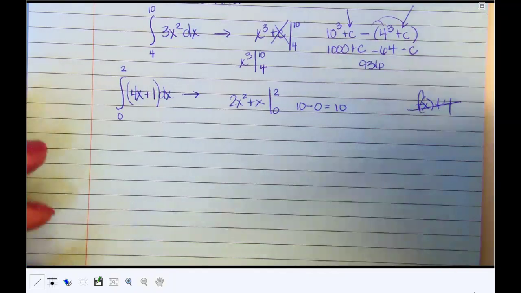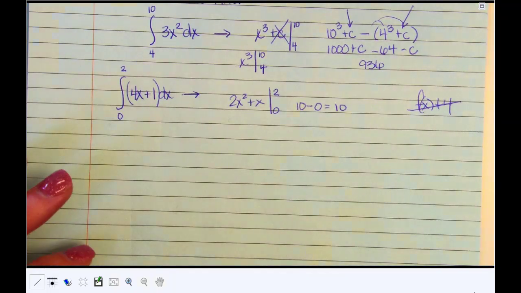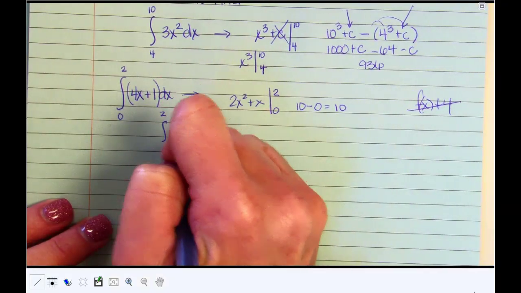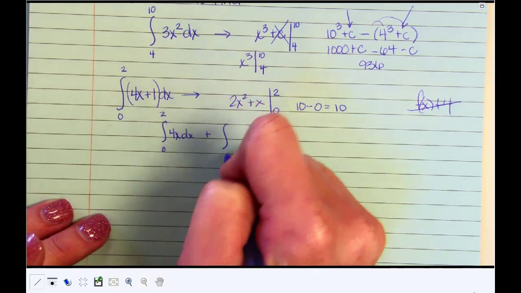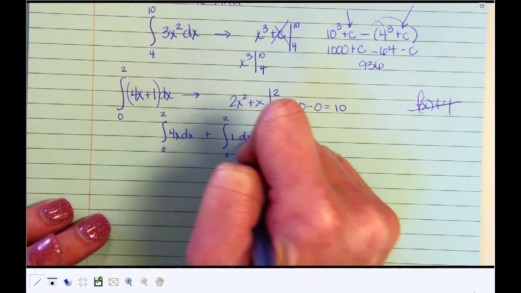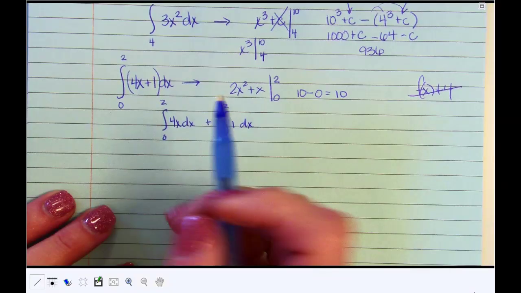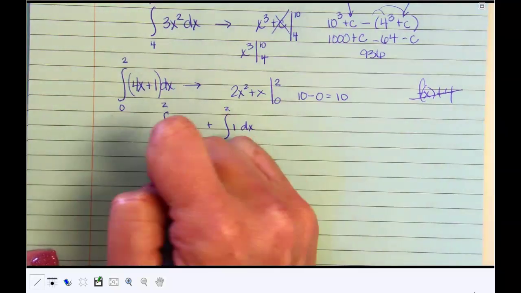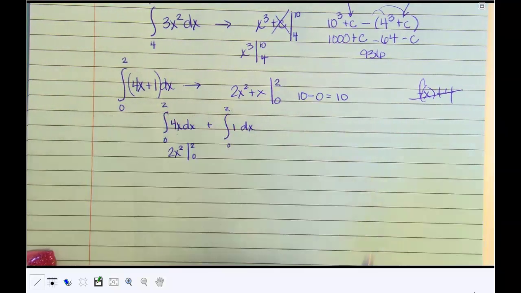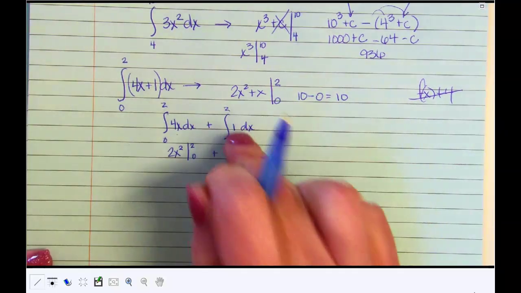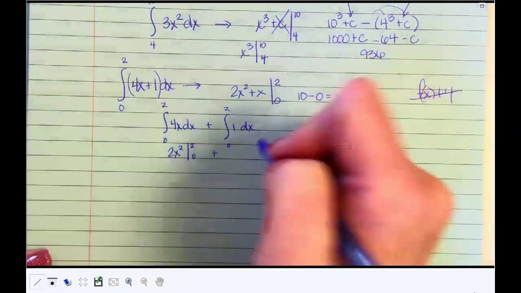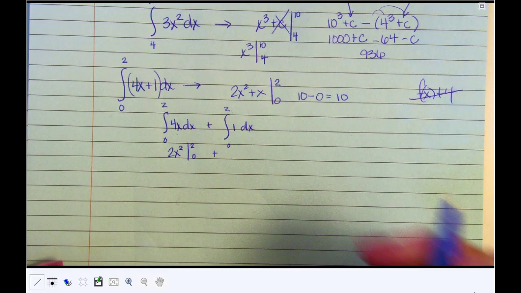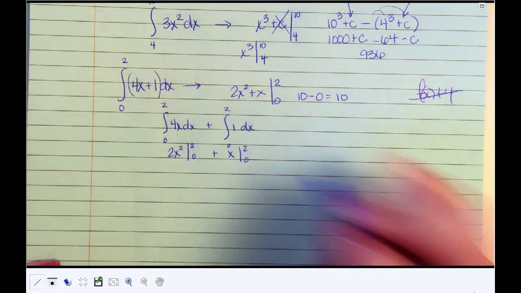Now, I'm not sure if this is what you were asking me yesterday, but watch what happens. Also, if you didn't like yesterday's rule with the constant thing, watch this. You can separate these. I will tell you why I would not in just a sec. It's just more work. What's the antiderivative of 4x? So this is 2x squared from 2 to 0. What's the antiderivative of 1? It's 1 over x. Try again. 0. Wait, no. It's just x from 2 to 0.